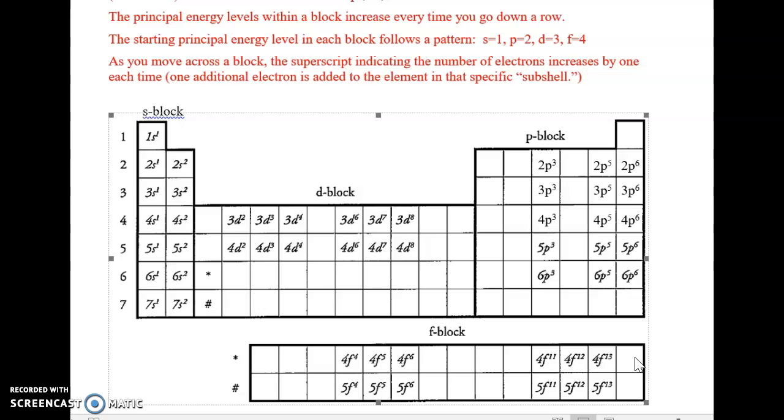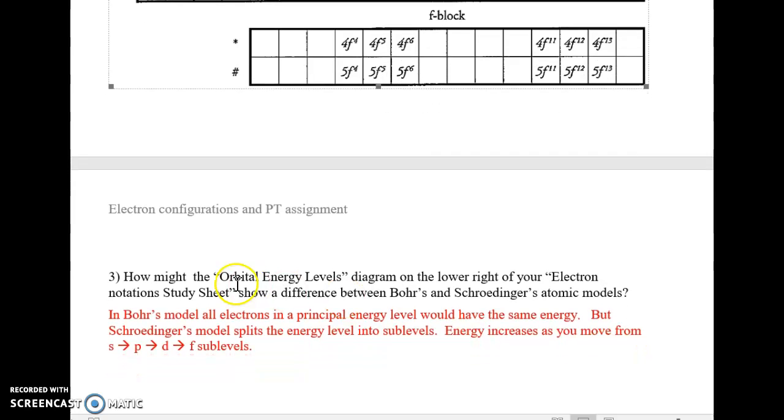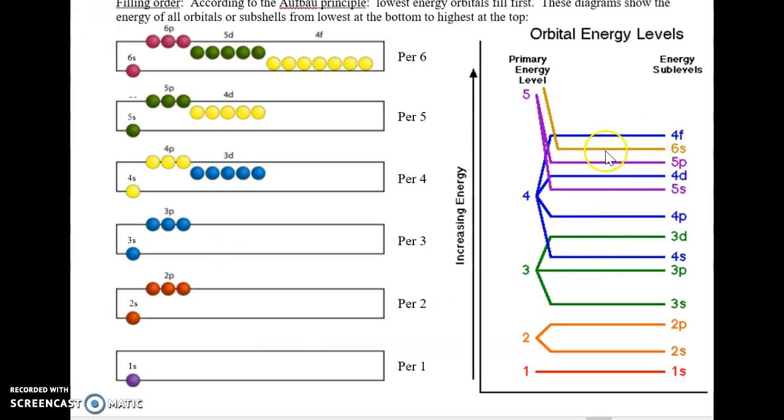We're going to go back to that for doing patterns off the periodic table in just a second. Let me just answer question 3 really quickly. This is a pretty easy one. I'll show you the diagram in just a second. The question is: how might the orbital energy levels diagram show a difference between the Bohr and the Schrodinger model? So let me just transfer over there. All right, so here we are. Here's the diagram we're looking at.